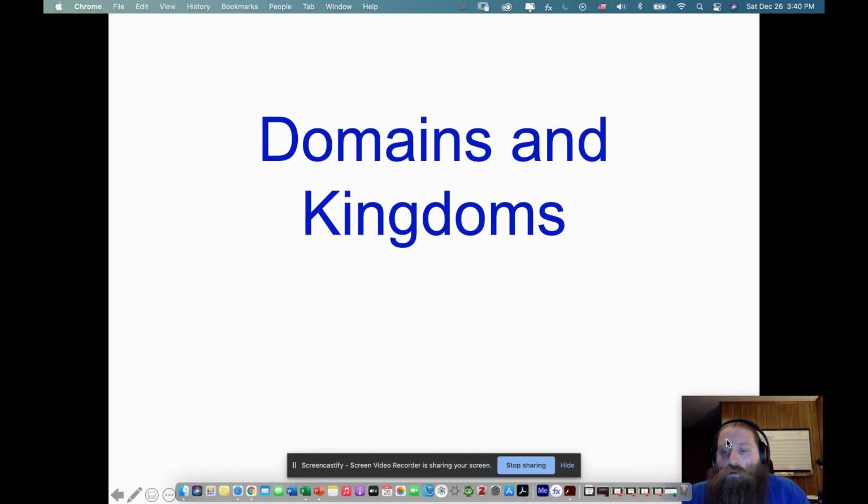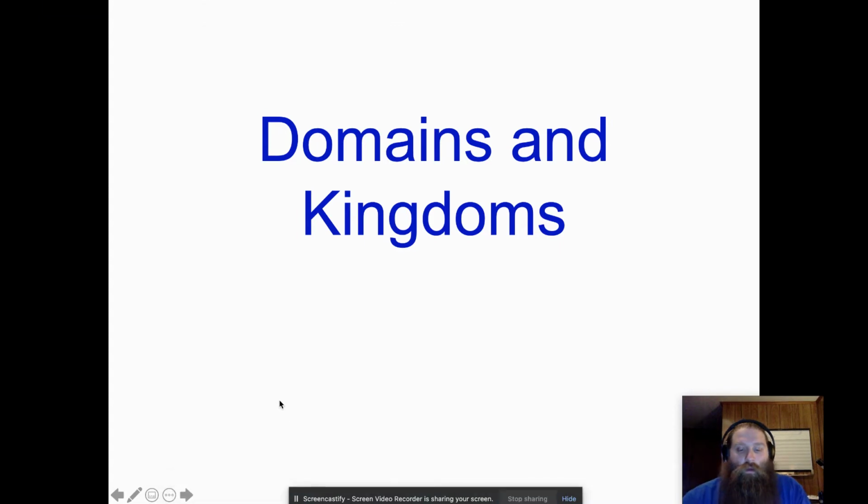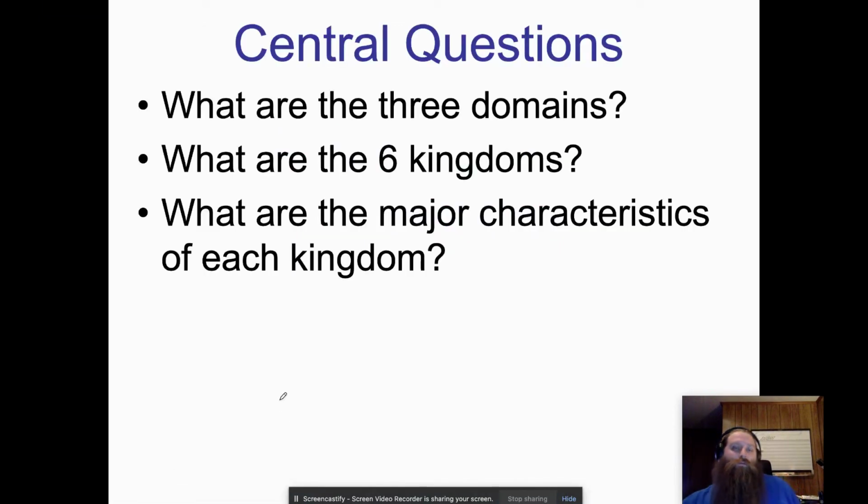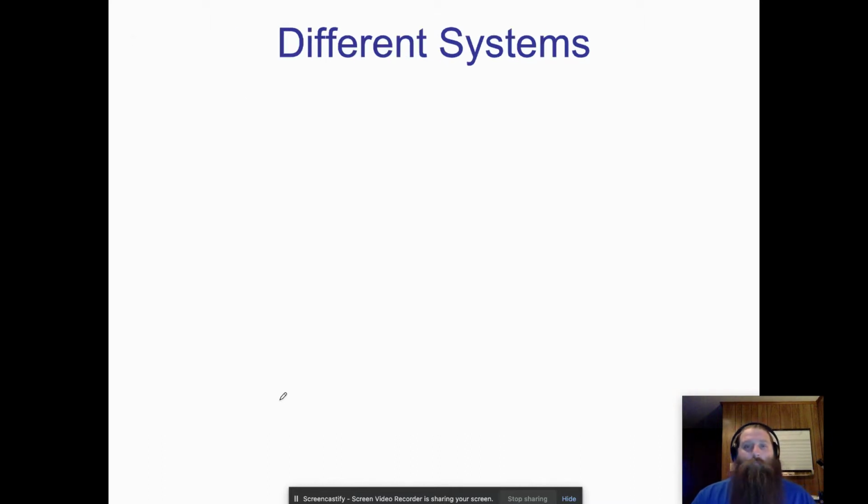All right, so let's take a closer look at domains and kingdoms here. The main central questions we want to be able to answer: number one, what are the three domains? What are the six kingdoms? If we're going to look closer at domains and kingdoms, that makes sense. We also want to be able to identify some characteristics from each kingdom, each of the six, okay?